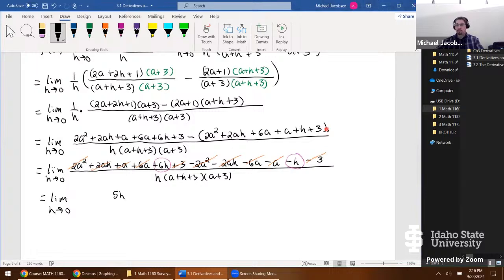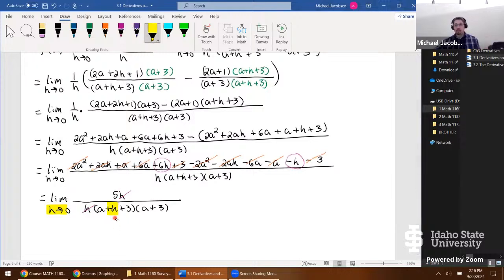After combining those like terms circled, divide by H times A plus H plus 3 times A plus 3. Once we cancel those H's, there we go, done. We can now use direct substitution. As H goes to 0, we have a continuous rational function in the variable H.